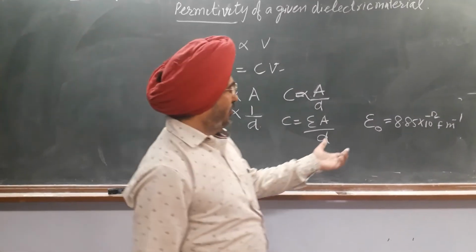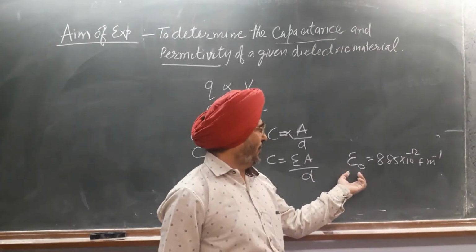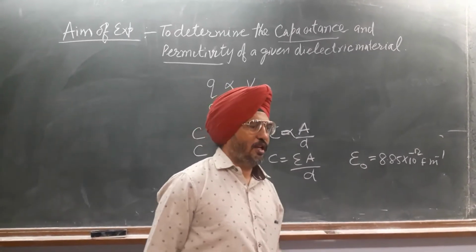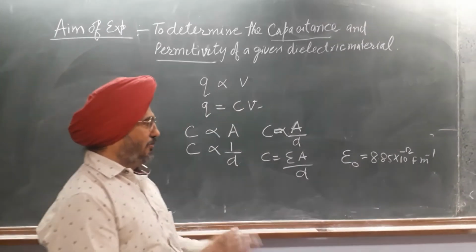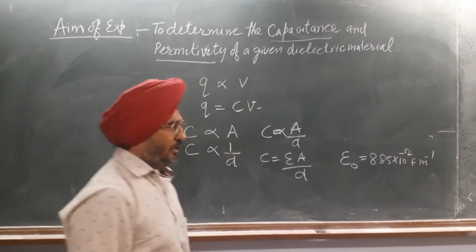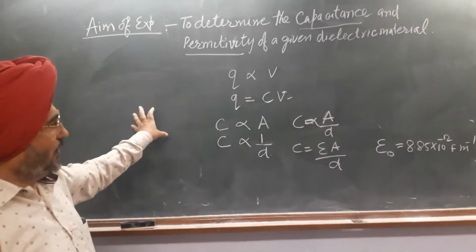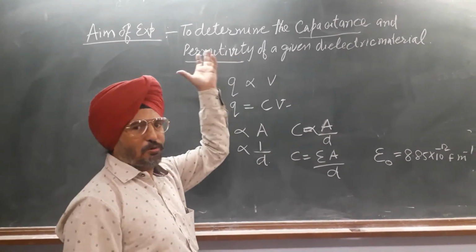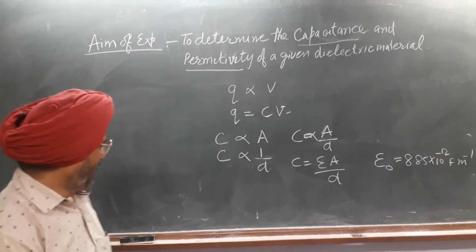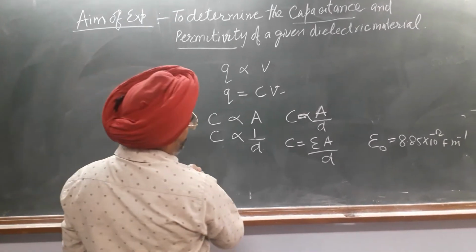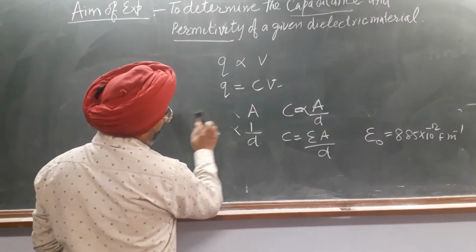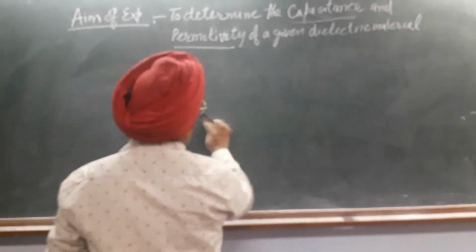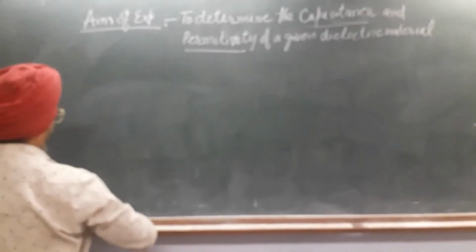The permittivity of air is very close to the permittivity of vacuum. Hence, these terms are also used interchangeably. So, these are the definitions and some concepts about the experiment. Now we will discuss the formulas used in the experiment and the experimental setup.